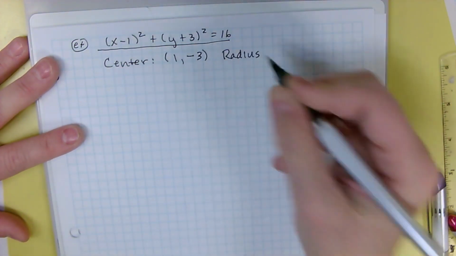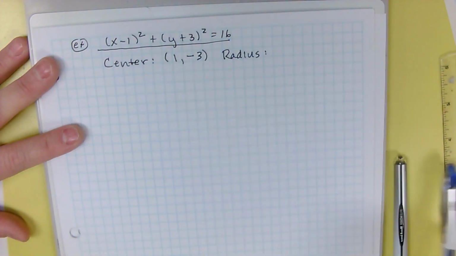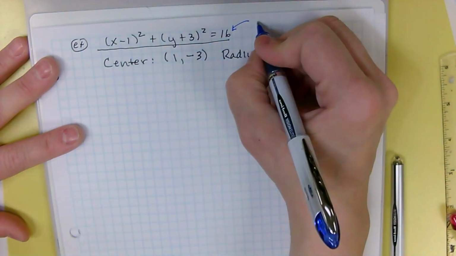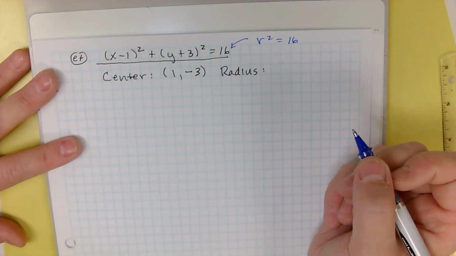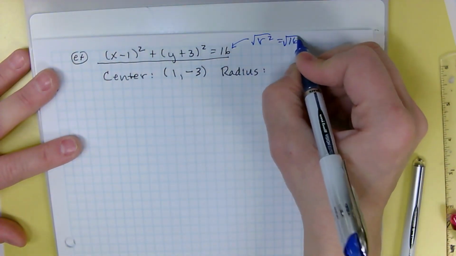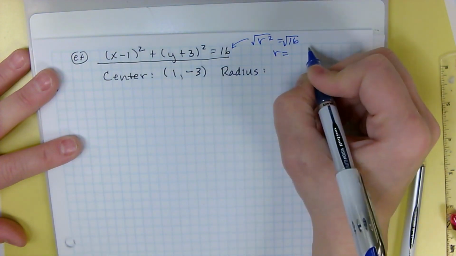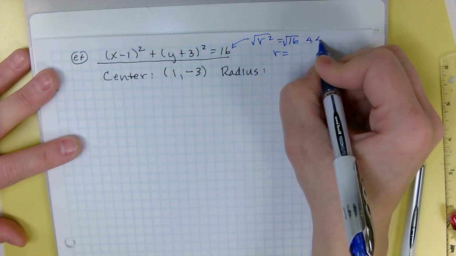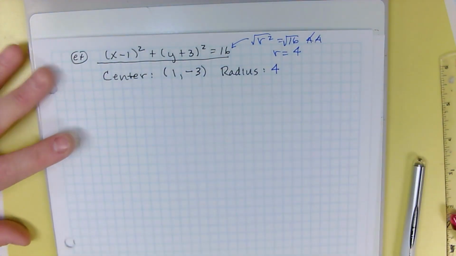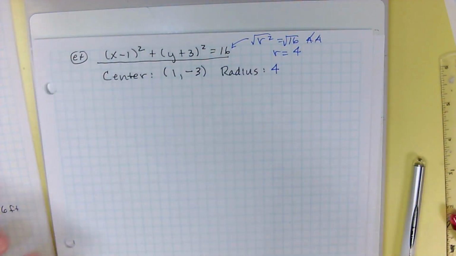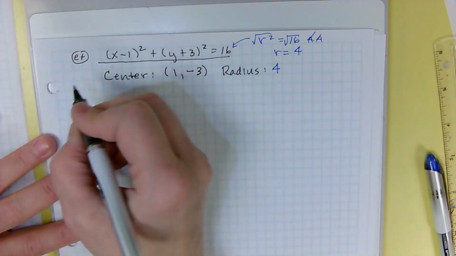To find the radius, you have to remember that this number on the right is r squared. So if r squared equals 16, we take a square root. 16 is 4 times 4, so one 4 comes out, which means our radius is 4. So you have to take a square root of that to get the radius.